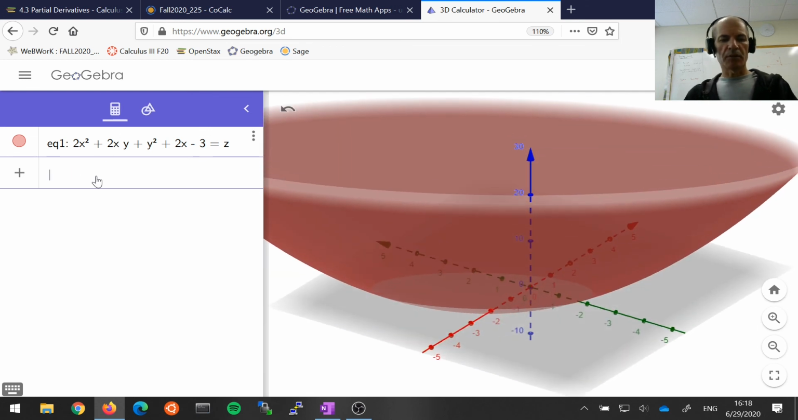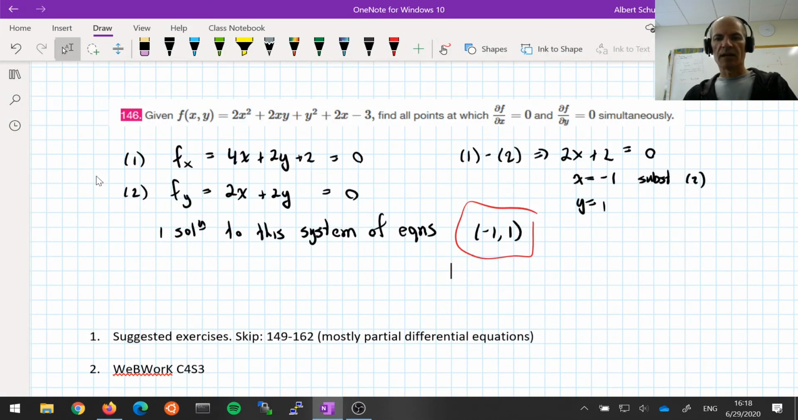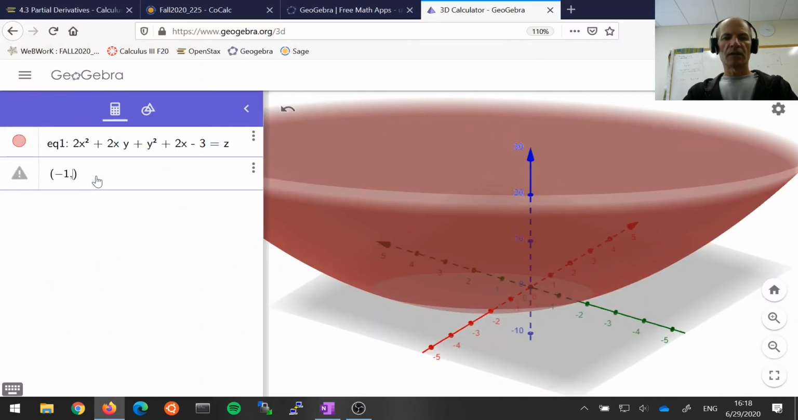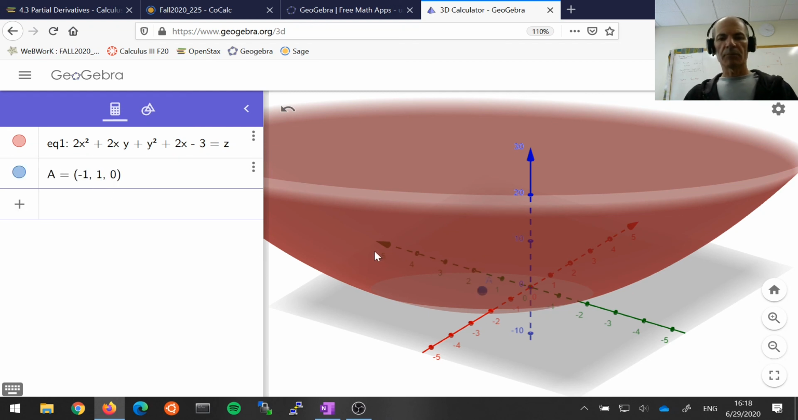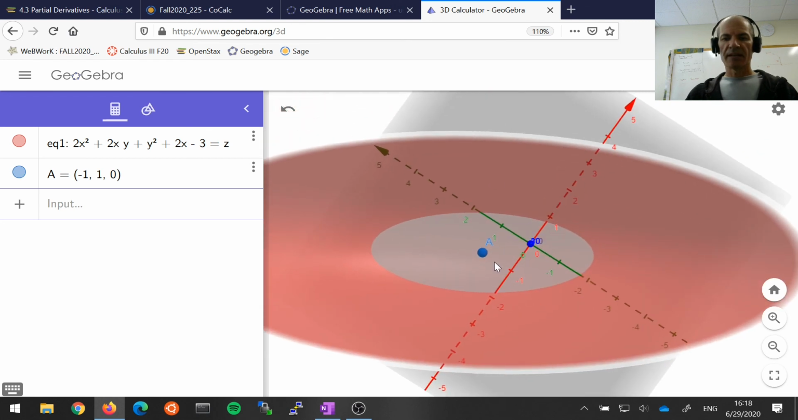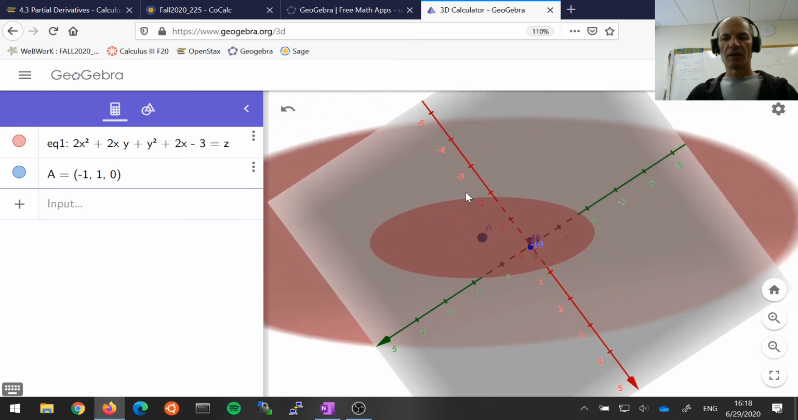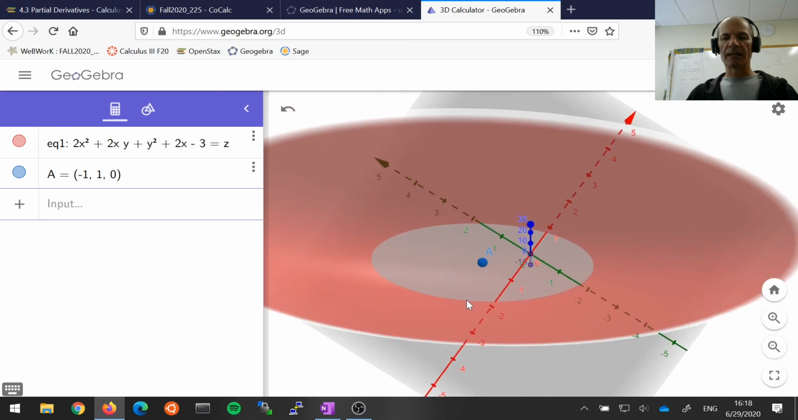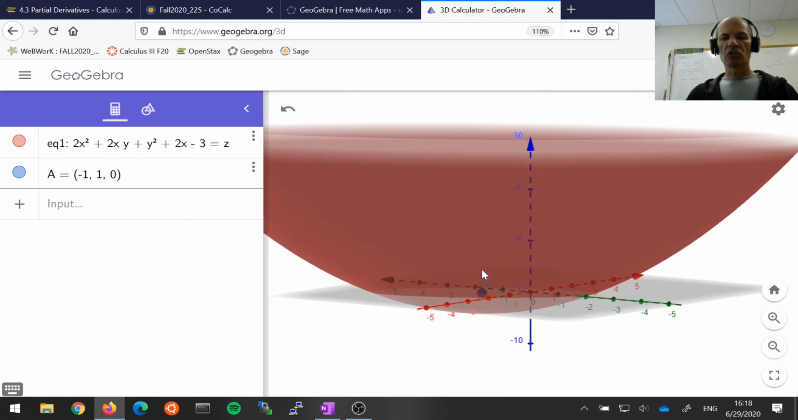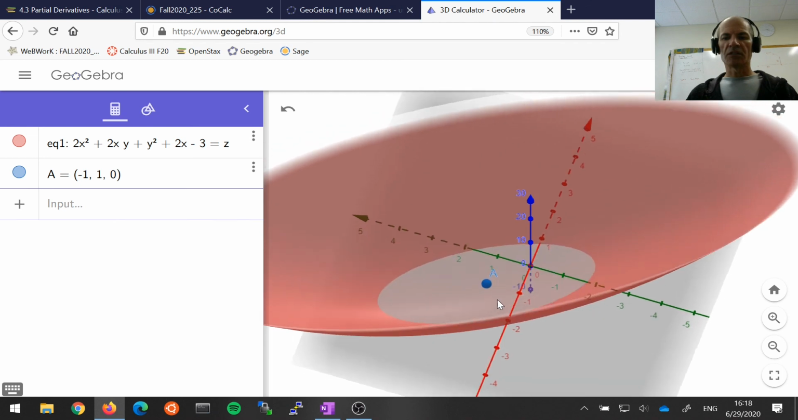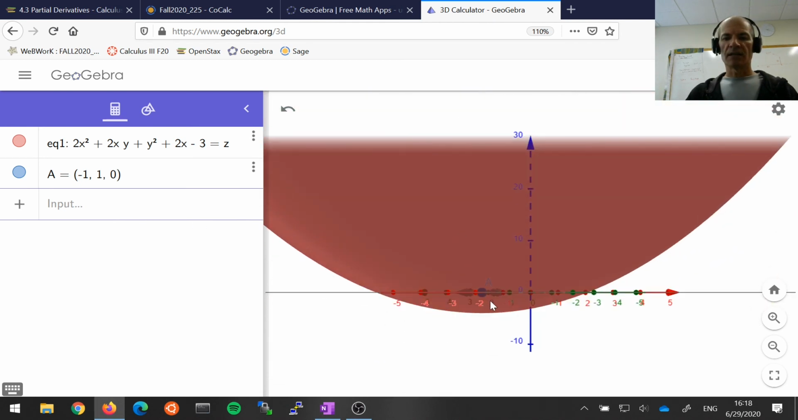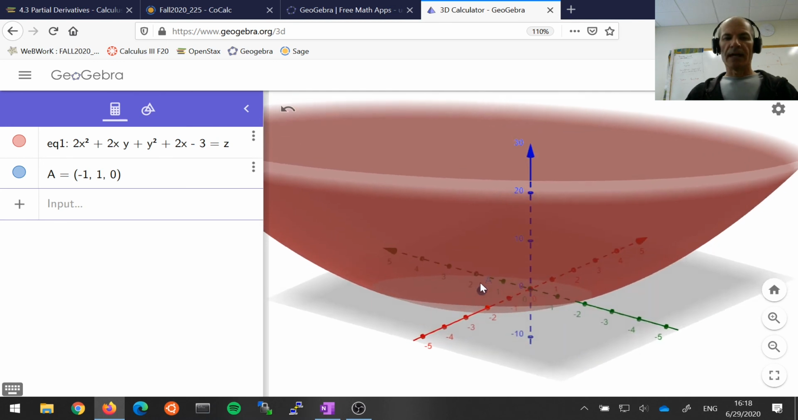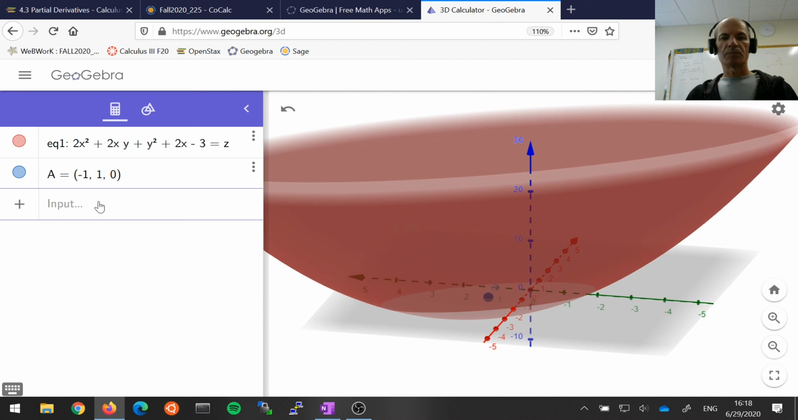I'm going to also plot the point negative 1, 1, 0. I'm plotting that point in the xy plane. And it's not an accident that it happens right at the center of this ellipse. What do you think's happening at that point in the domain? Well, of all of the points in the domain that I could plug into this function, it looks like plugging in -1, 1 is going to make this function attain its lowest point.